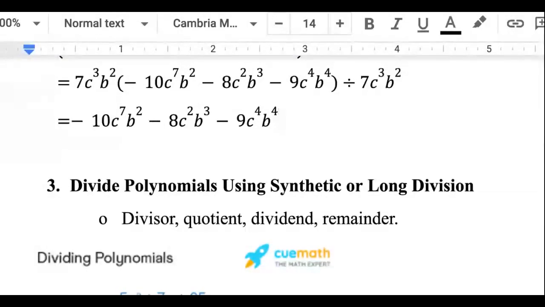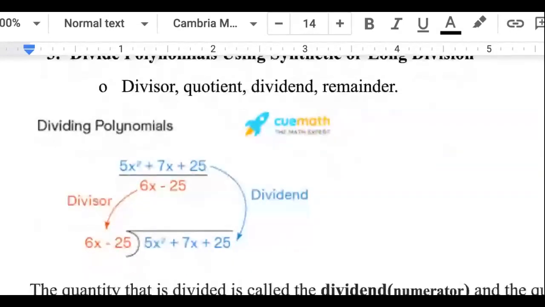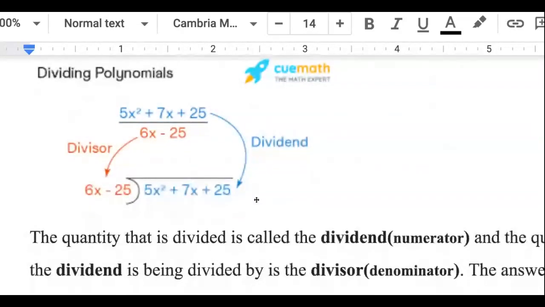Okay, now maybe we divide a binomial. We have two methods, called synthetic or long division. So we're dividing by a binomial, 6x minus 25. That's a binomial because it has two terms. So how do we divide? We make this sign, which looks like a square root sign. We put the numerator inside and the divisor outside.